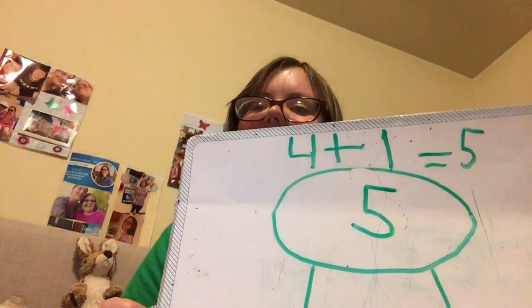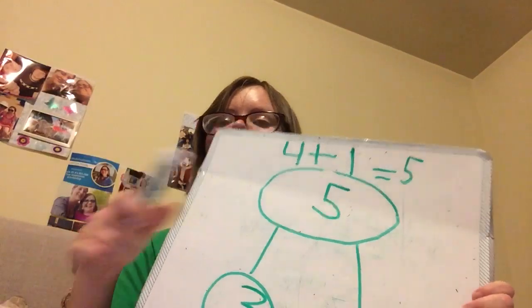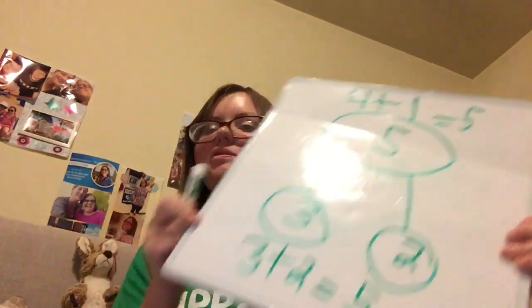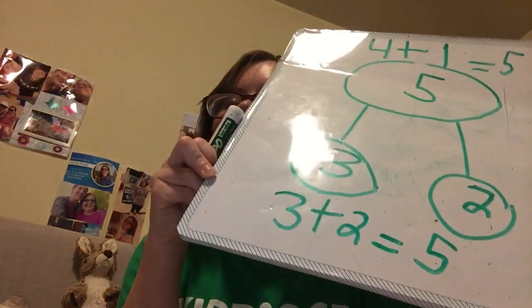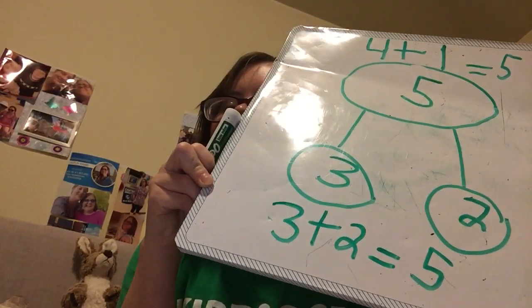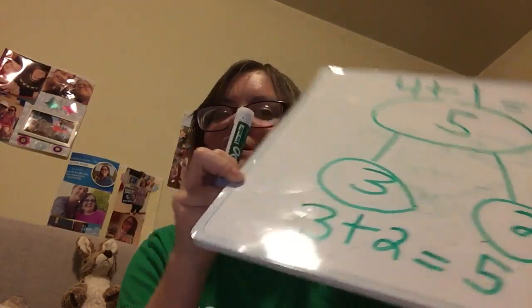Wait a second. That can't be, because we said 4 plus 1 equals 5. So, could 3 plus 2 equal 5 too? That's right, it can. Let's check our work. Hold up 3 fingers. Hold up 2 with the other hand. Let's count. 1, 2, 3, 4, 5. Wow. So there were a few different ways that we were able to make 5.